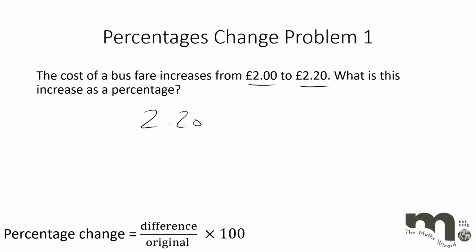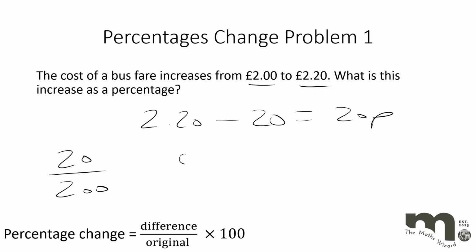Okay, so it's gone up to £2.20. So if we take off that 2, we're left with 20p. Now be really careful here with your money questions, because we've got this in pounds, we've got this in pence here. So you've got to make sure with your fraction that you work either all in pounds or all in pence. So you've either got to do 20 over 200 if we go all in pence, or 0.2 over £2. Okay, so either one, it doesn't really matter which one you do. Let's do it in pence for now though.